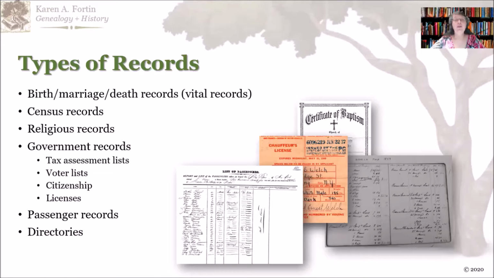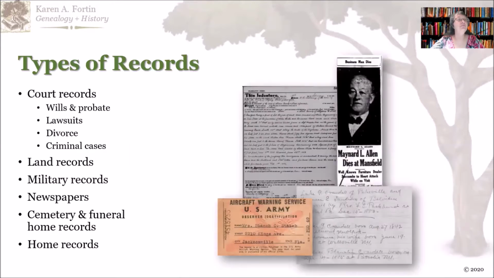Passenger records can be very helpful in finding information about your immigrant ancestors. However, whether these records existed or if they're still available often depends on the period in which the immigrant came and the ports that were used. There are a number of different types of directories that your ancestors may have appeared in, such as city directories that are often used for genealogical research.